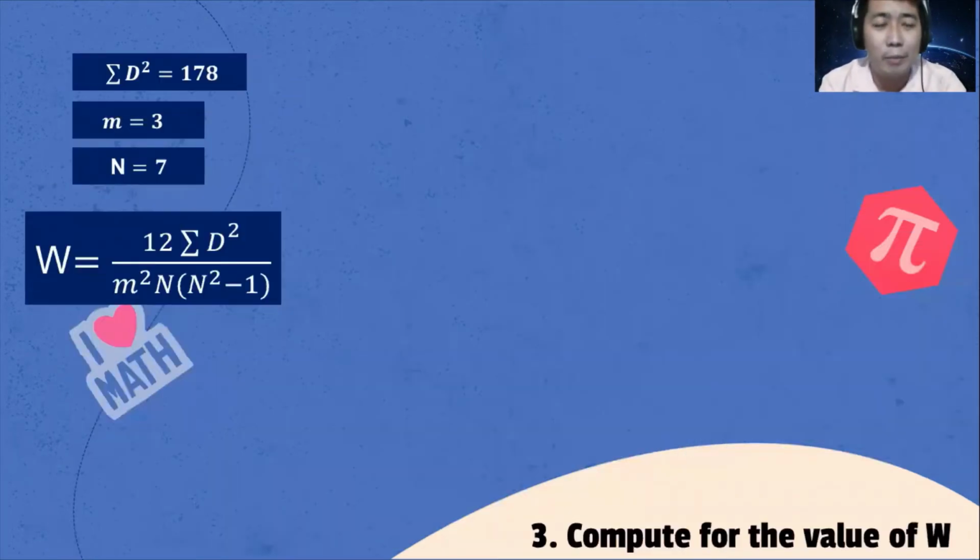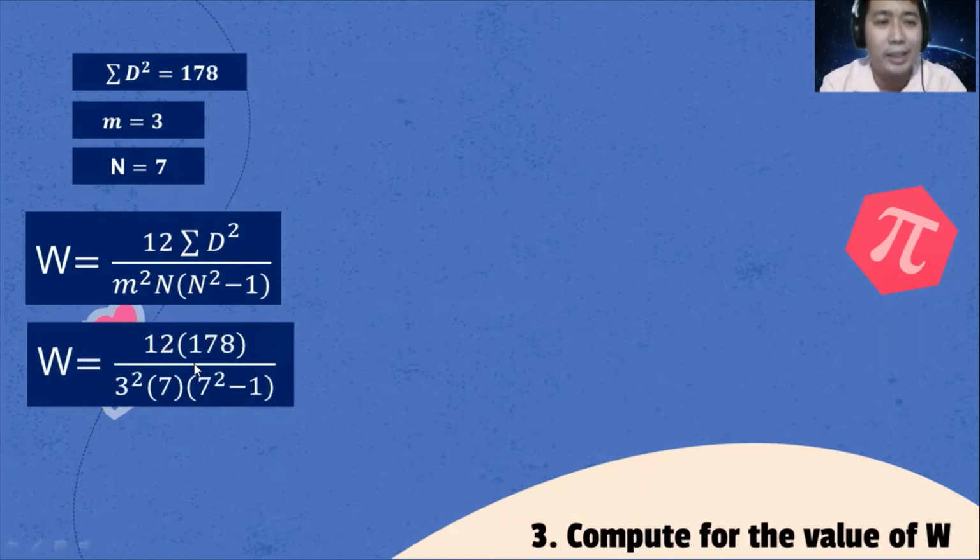Okay, since we're done with the table, we are now going to compute the value of Kendall's W. So this is the formula to be used. These are the given: M, the number of judges, and N, the number of contestants. We are going to substitute these in the given formula, and it goes like this.